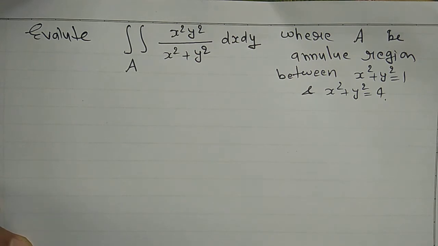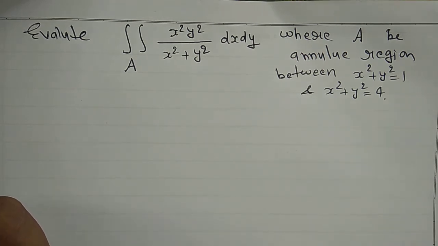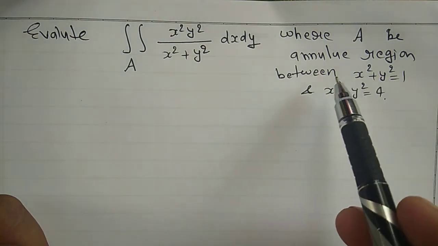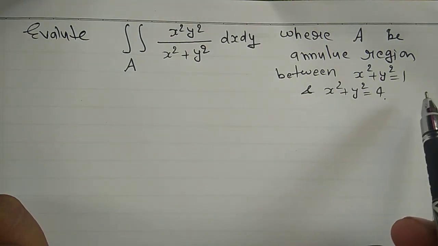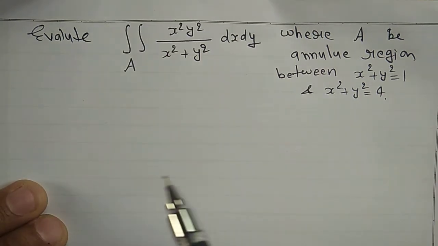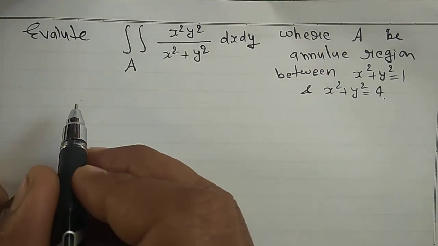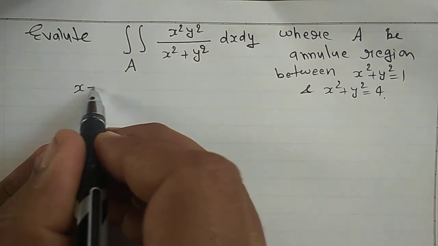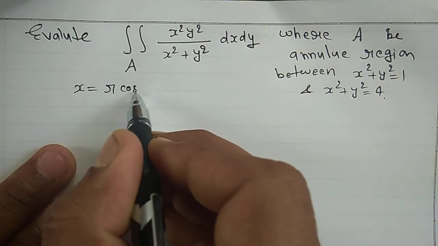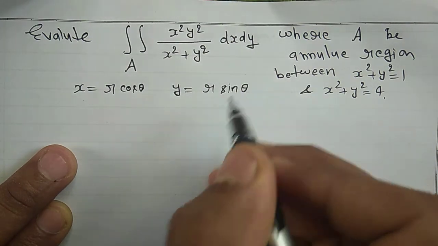The question is: evaluate double integration x square y square divided by x square plus y square dx dy on the region A, where A is the annular region between x square plus y square equal to 1 and x square plus y square equal to 4. First we have the transformation equation from Cartesian coordinate to polar coordinate, x equal to r cos theta and y equal to r sin theta.